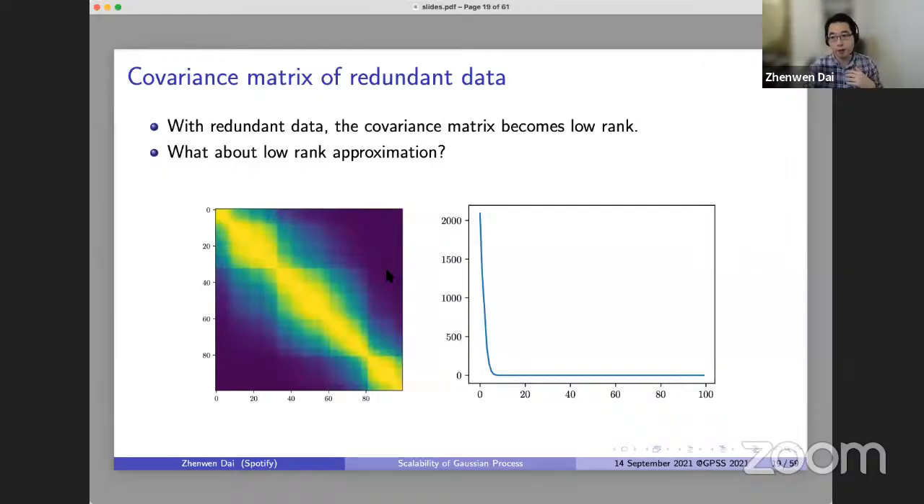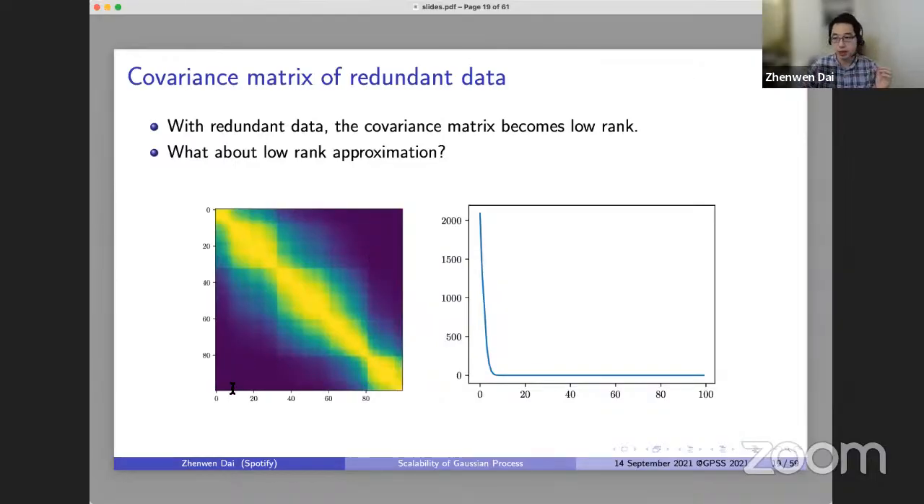Before we go into how to improve on simple data subsampling, first let's look at how this kind of redundant data scenario looks in our Gaussian process inference. Because we know the essential component in Gaussian process inference is the covariance matrix, let's first visualize the covariance matrix from the previous example. We know there's a lot of redundant data in the middle.